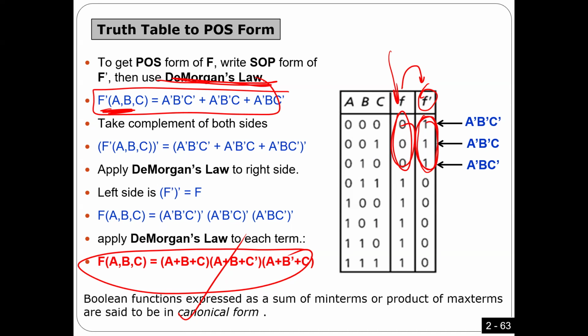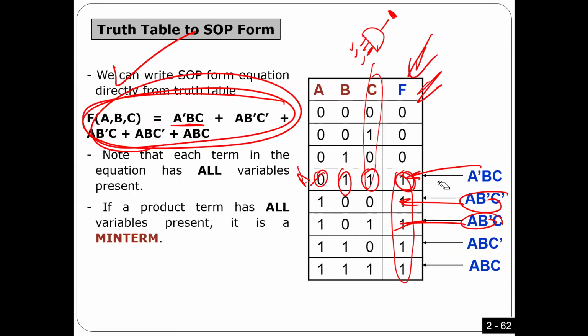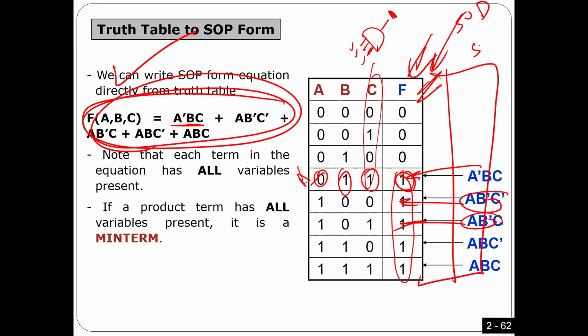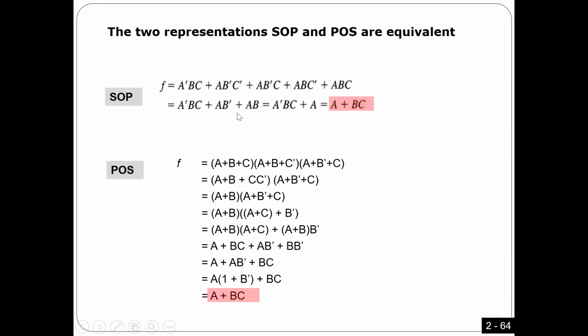So when you go home, you can make two tables here, one for the SOP and one for product of sum. You will find what you get is similar to F if they are equivalent. Okay? Any questions?